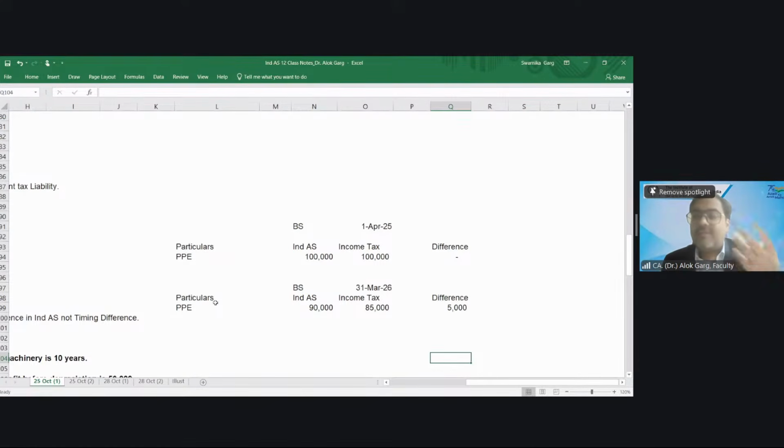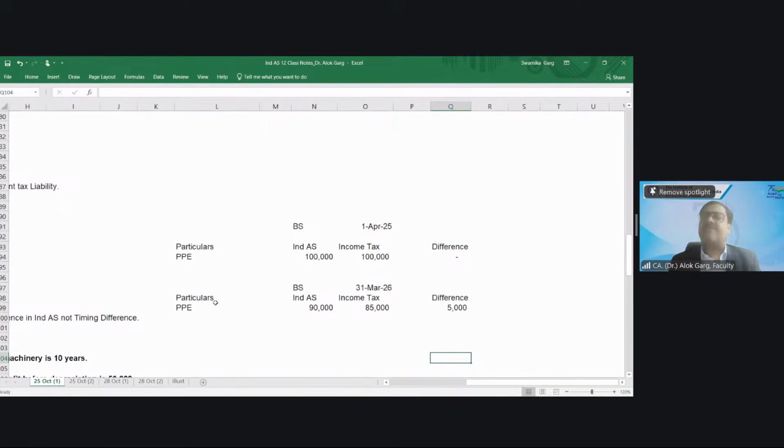If I need to reverse my asset, what does it mean? It means I need to create a liability. So in this case, what is the nature of difference? The nature of difference will be liability. DTL. Okay, so this hand trick will always give you the right answer.